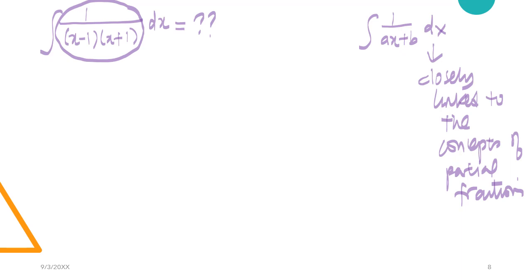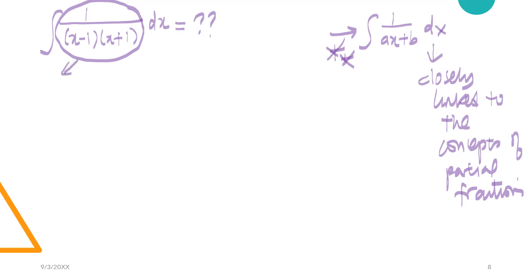Usually in the O-level exams or in the school exams, part A will usually ask you to express an algebraic fraction into two partial fractions, and then from there you would apply this rule here to integrate 1 over ax plus b. So how do we go about doing it? The first step is that I need to decompose this into two partial fractions.